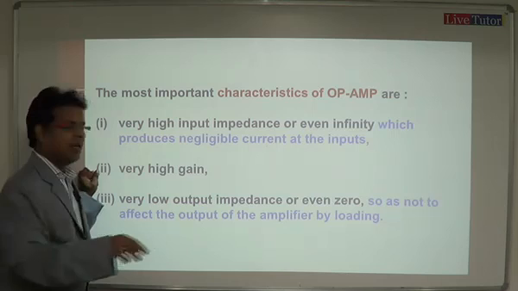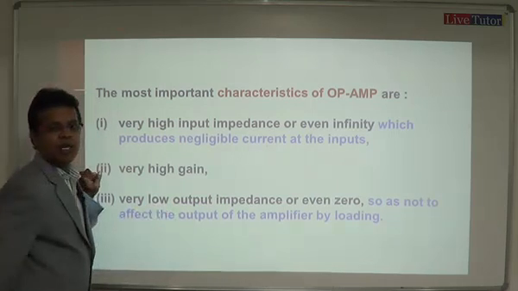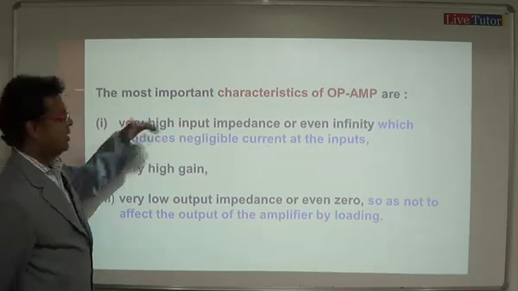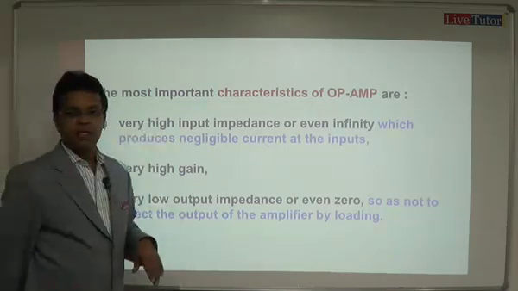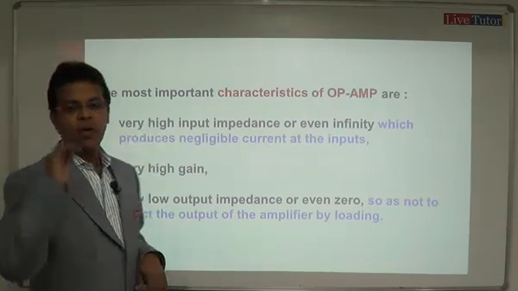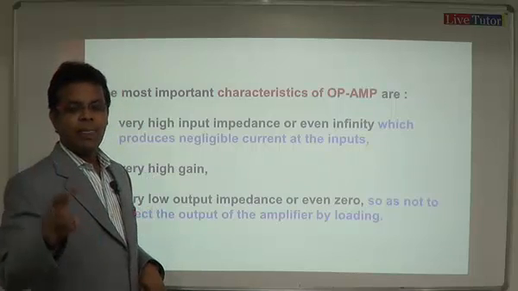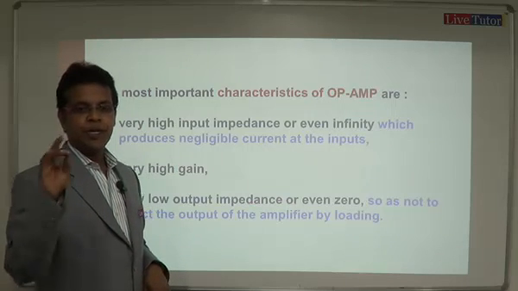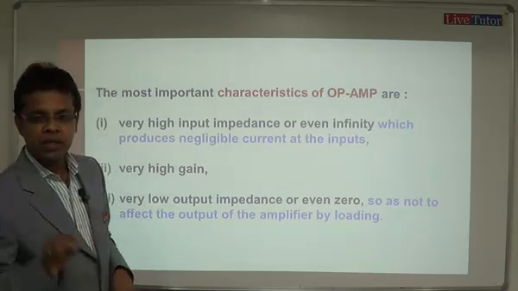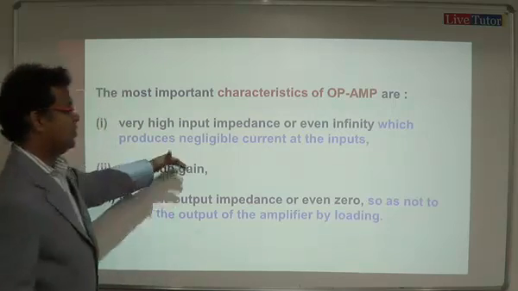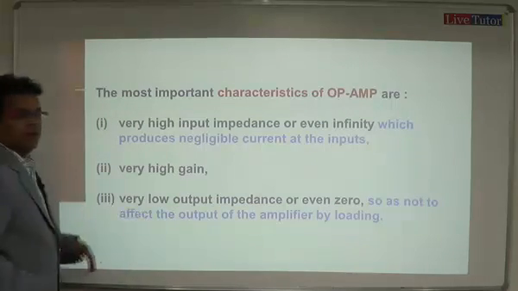அப்படி ஆகாம இருக்கிறதுக்கு என்ன பண்ணிருக்காங்க? It is providing very low output impedance. சோ இந்த 3 பாயிண்ட்ஸ் எதுனா 3 மார்க்ஸ். சோ வாட் ஆர் த கேரக்டரிஸ்டிக்ஸ் ஆஃப் ஆபரேஷனல் ஆம்பிளிஃபையர்? Very high input impedance or even infinity, very high gain, third one very low output impedance or even zero. அப்படின்னு 3 points you have to remember.